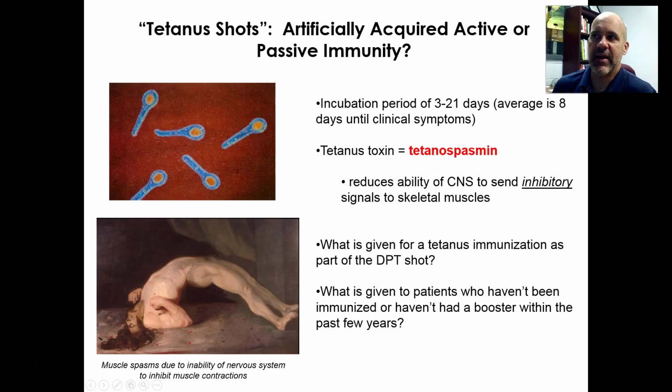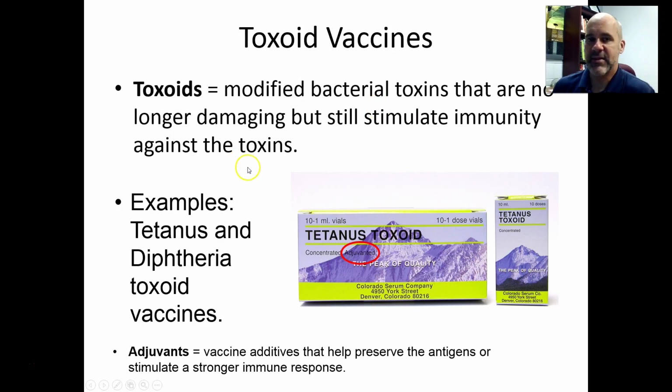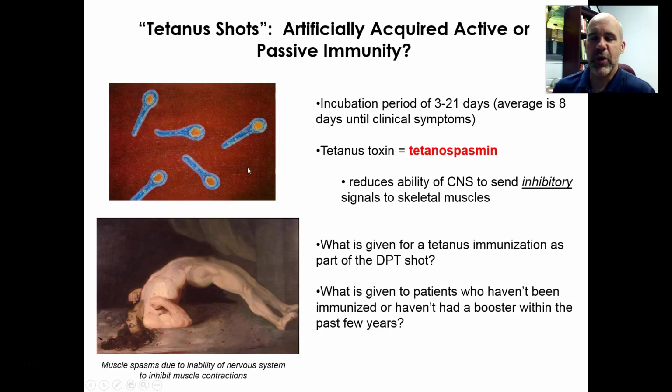Now, we've all heard of tetanus shots before, and we just talked about over here the tetanus toxoid. So when you hear about somebody having to get tetanus shots, is that artificially acquired active or passive immunity?